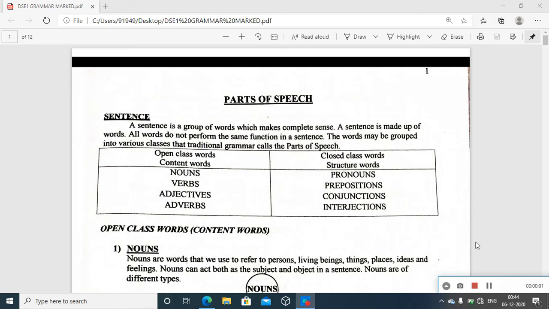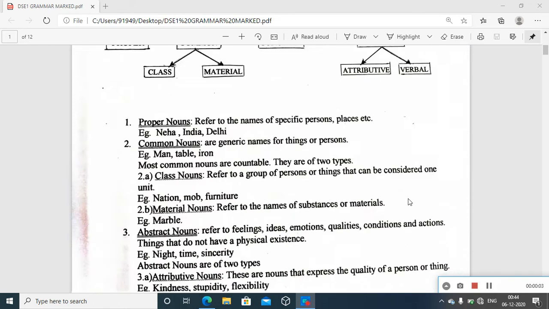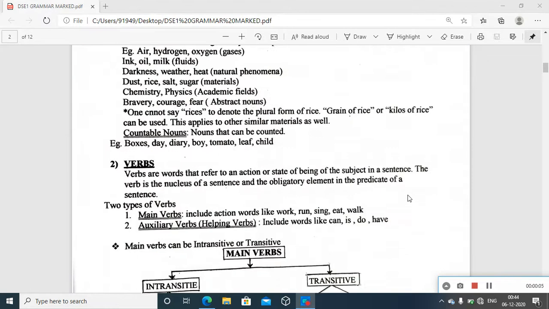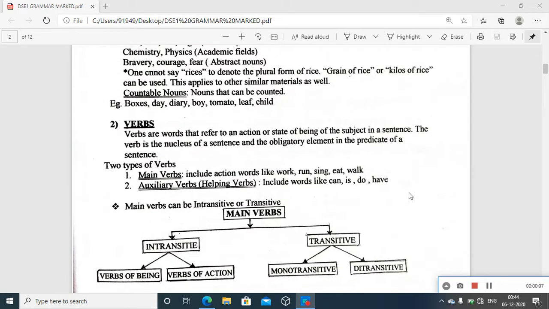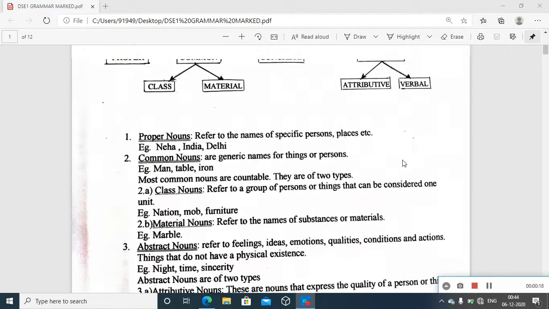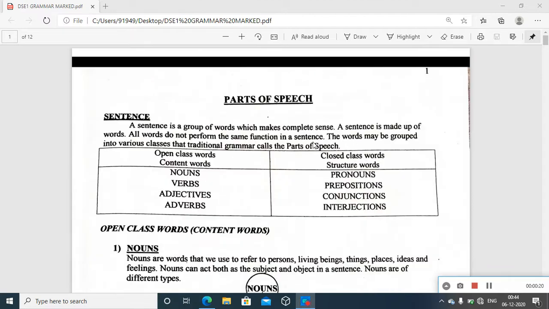Hello everyone, this is going to be a recording on verbs. I'm going to talk about verbs. What are verbs? We have been talking about parts of speech, different categories, and the first one, nouns. After that, I'm going to talk about verbs here.